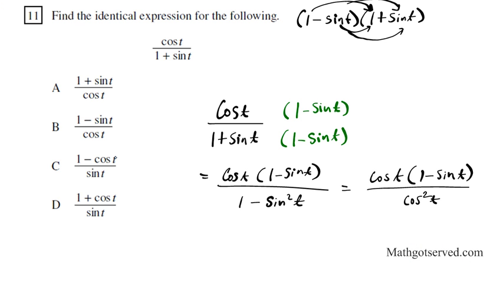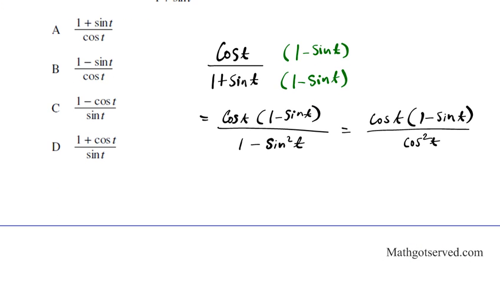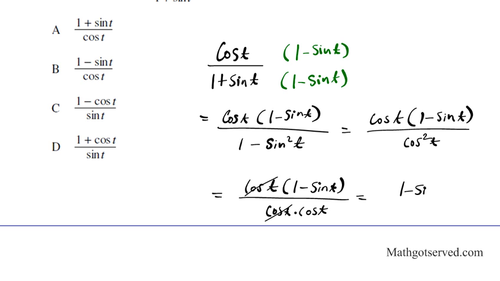You notice we have this right here. So this is going to become cosine t times 1 minus sine t. And then I can write the denominator as a product of 2 cosine t times cosine t. These two divide out. And your final answer is going to be 1 minus sine t over cosine t. And the answer is option letter B.